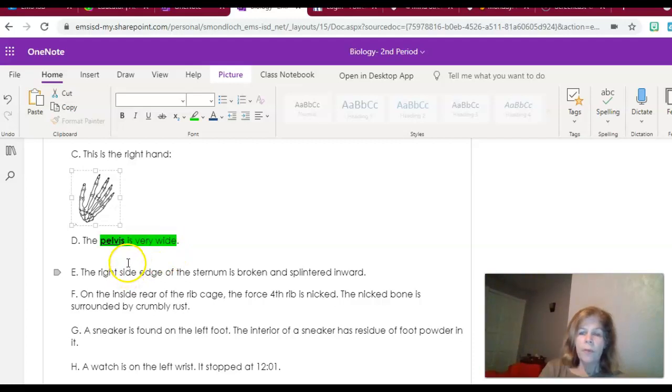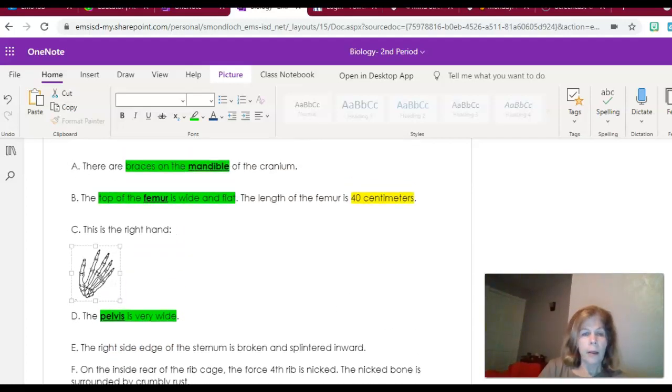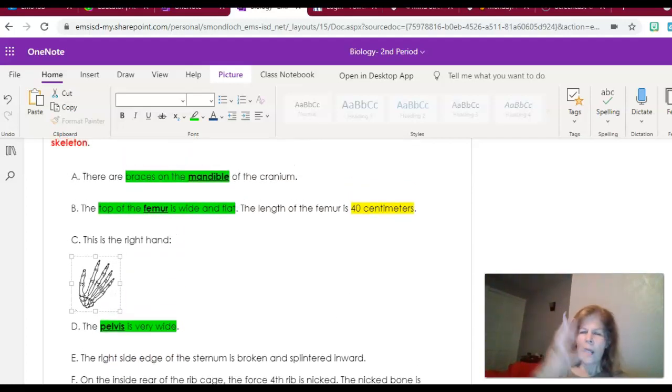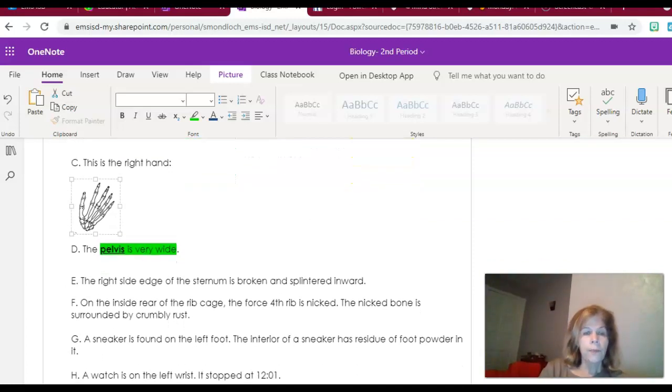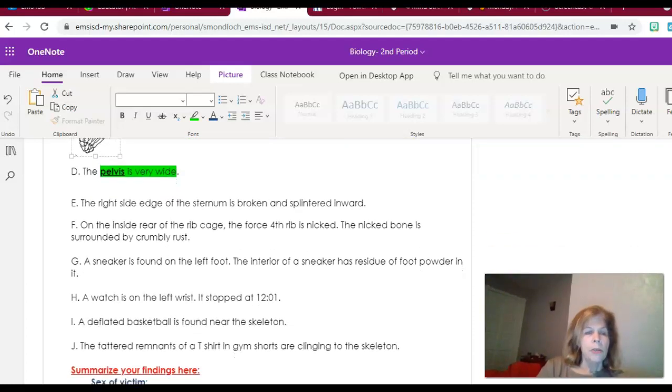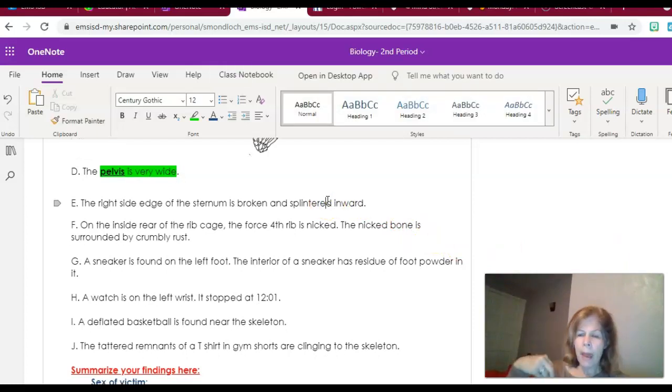Okay, so we've been able to calculate the height, and we have a general idea about the age from A. The hand tells us another clue. The pelvis gives us a clue about the gender. So now it goes into clues about how the death occurred.